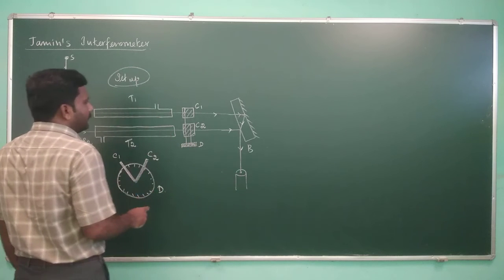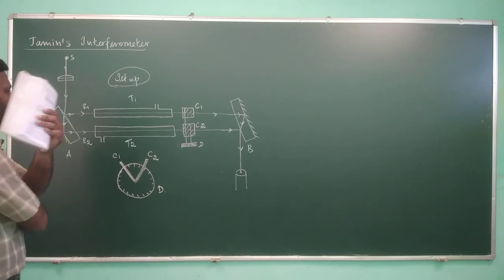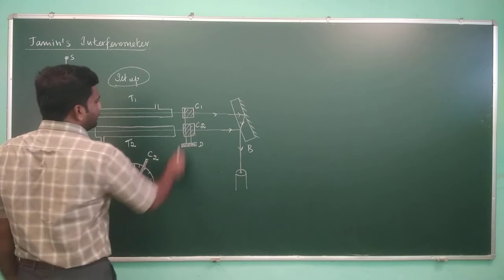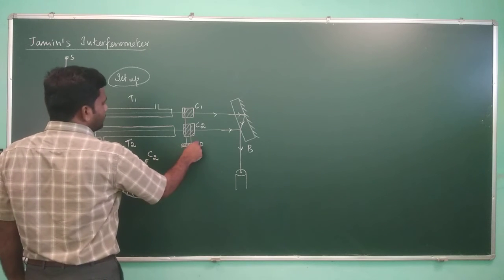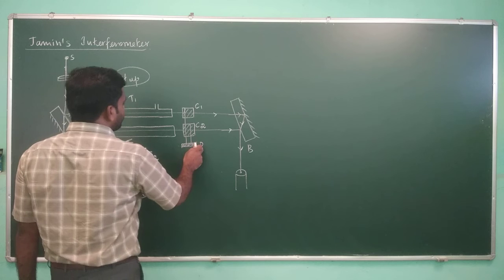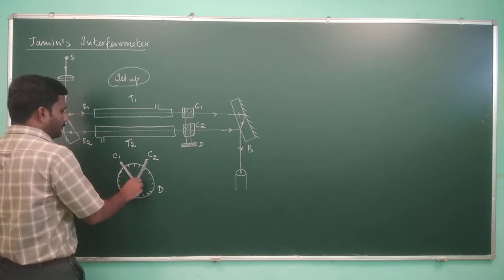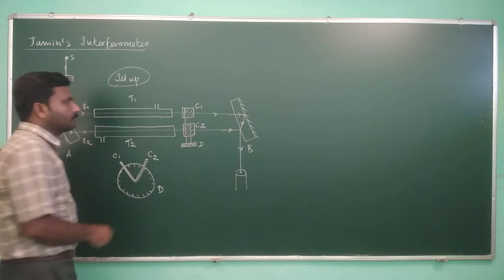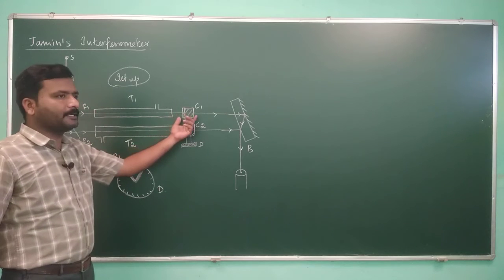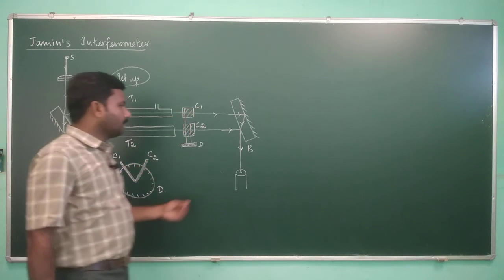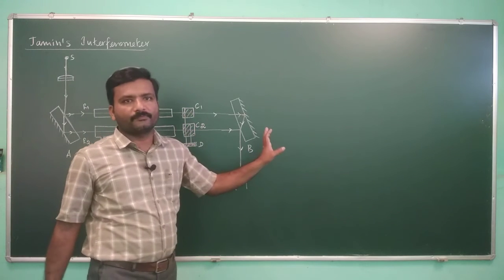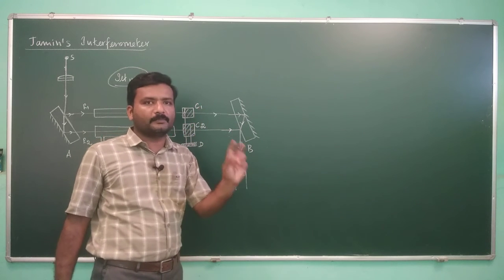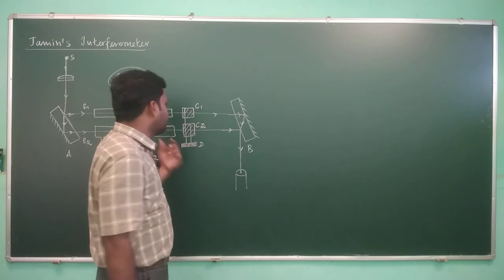So we are creating a calibrator. In this setup, these two are the glass plates, connected to a circular disc D, right? There are two markers, one from C1 and another from C2. If you move this glass plate in one direction, the net path difference between these two rays will increase. If you move the glass plate in the other direction, the path difference will decrease.